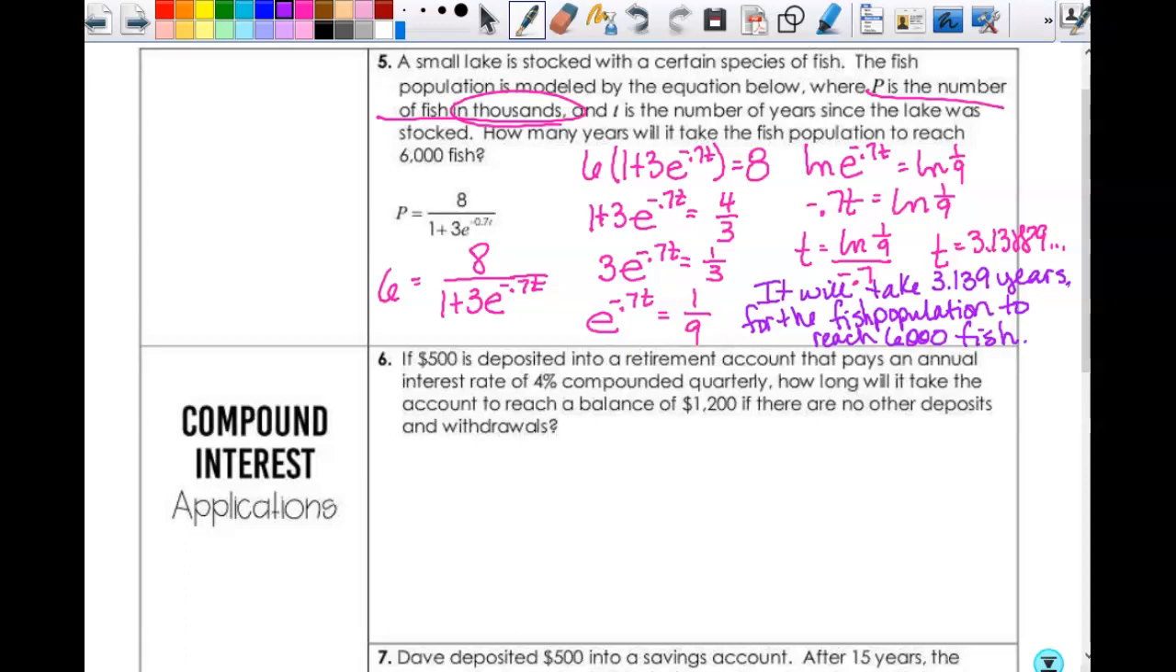And if it asks for it in years and months, we could convert. All we'd have to do is subtract 3 and multiply by 12, right? And we'd know how many months. All right, we good? Yes, okay.